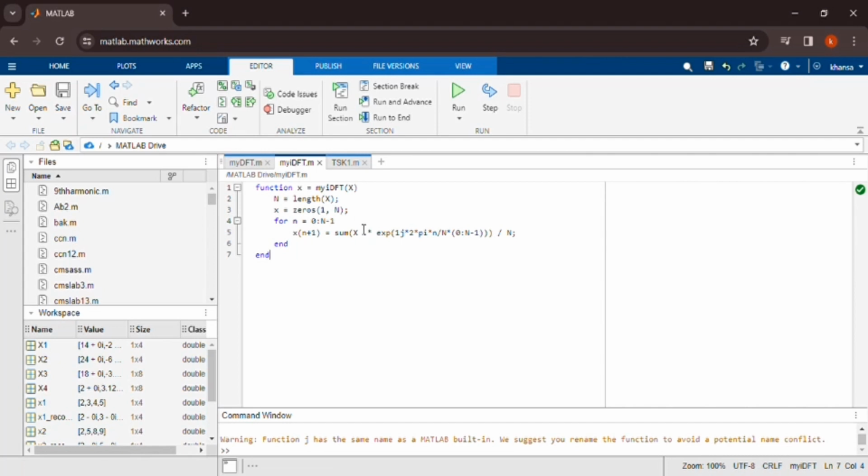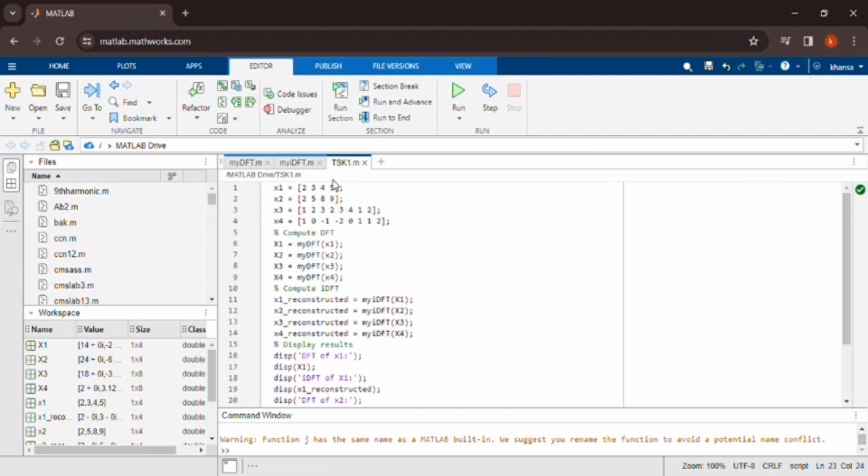In the next lab, we have done the same thing, but this function is for the inverse Fourier transform. Everything is the same, but down here the formula will be different. So this is the formula for the inverse Fourier transform.